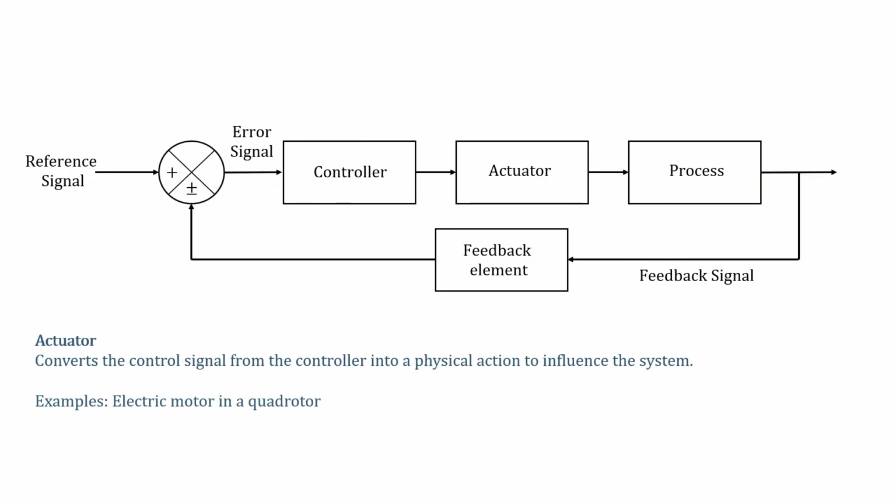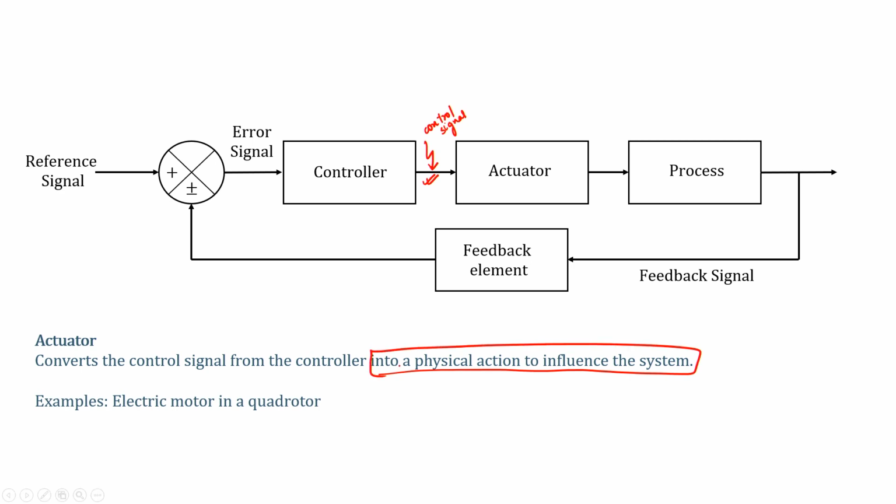Now the output of the controller goes into something called an actuator. So what is the actuator? The actuator converts the control signal. So whatever signal is coming at this point, this signal is called the control signal. So it converts the control signal, let me just write it down, control signal, into a physical action to influence the system.